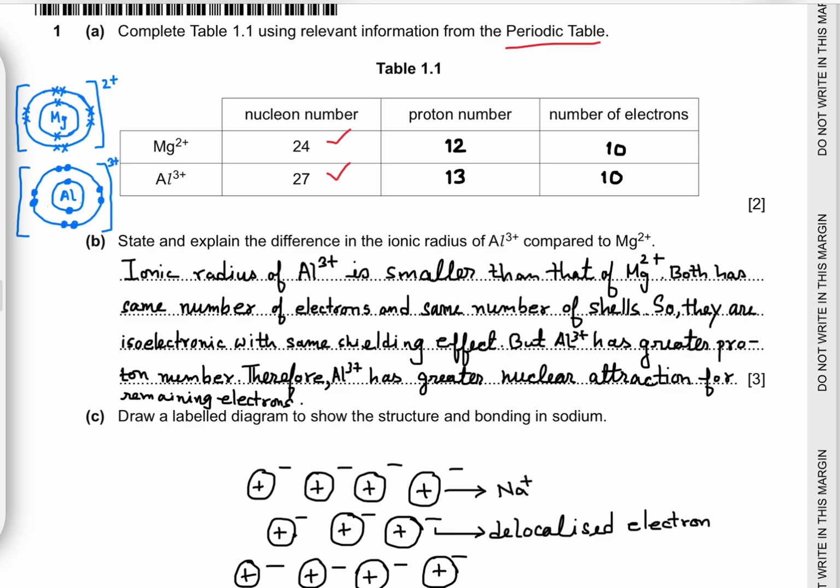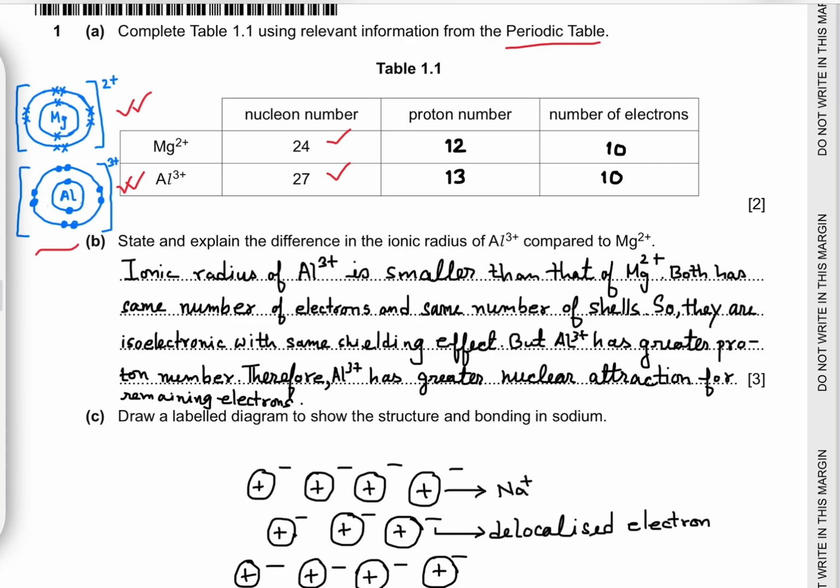Now, to figure out the number of electrons, we have drawn the electronic configuration of both. From here, we can see that both contain 10 electrons. For magnesium 2 plus, we have to remove 2 electrons from 12, so we will get 10. For aluminium, 13 minus 3 is equal to 10. So both are isoelectronic and both of them have the same number of electron shells.